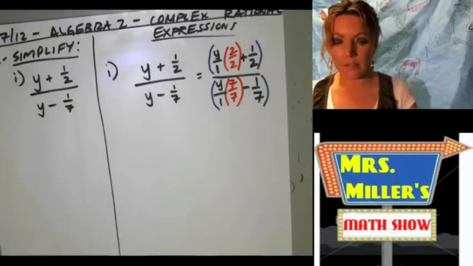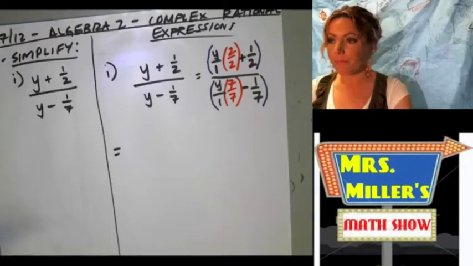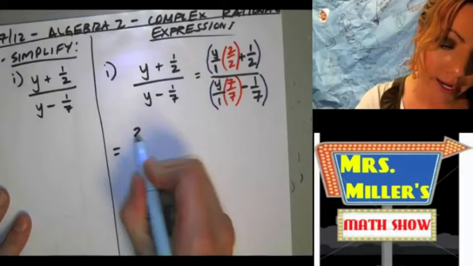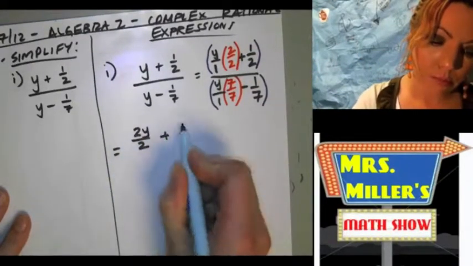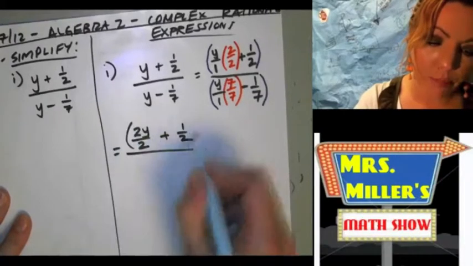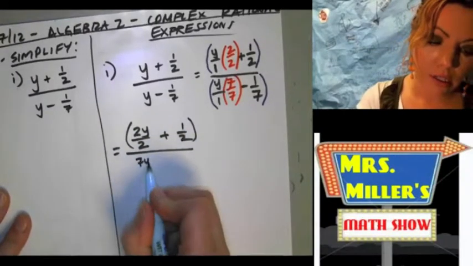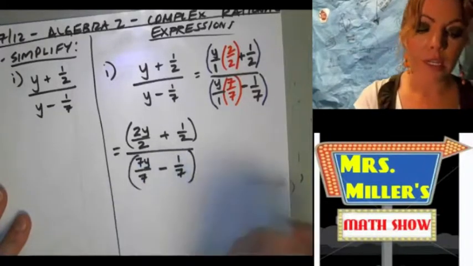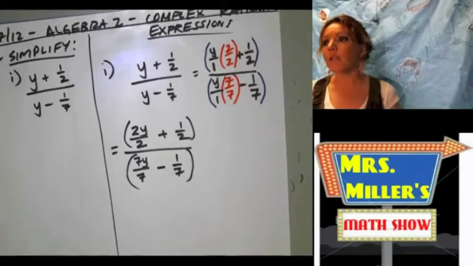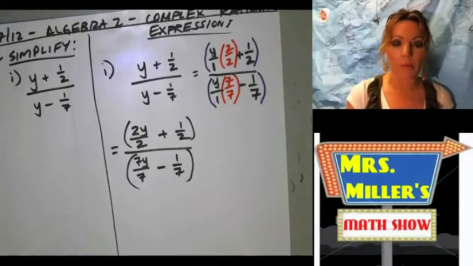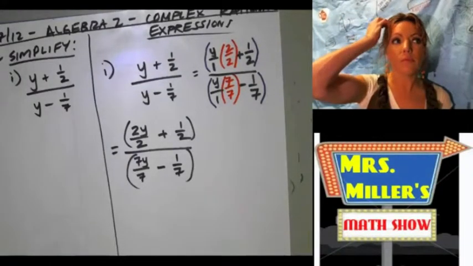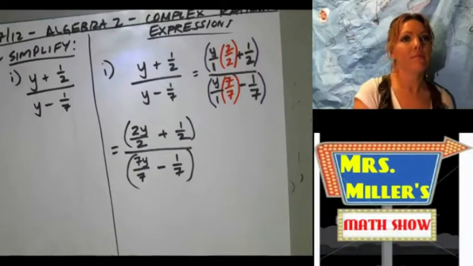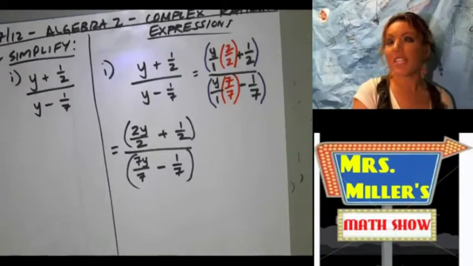Okay. So, on the top, when we multiply, we get y times 2 is 2y over 2 plus 1/2. Again, keep your parentheses here. And then on the bottom, we have 7y over 7 minus 1/7. Okay, so now that we have the same denominator, anybody remember what we do next? Okay, somebody other than Aiden. Aiden's box is full. He's full.